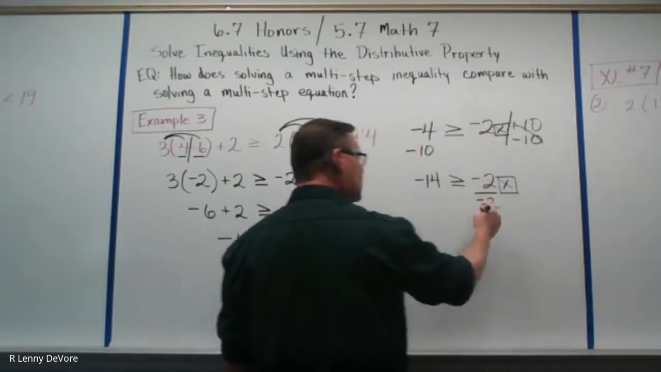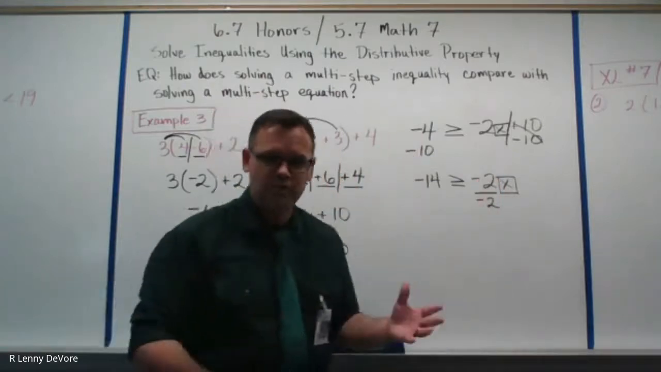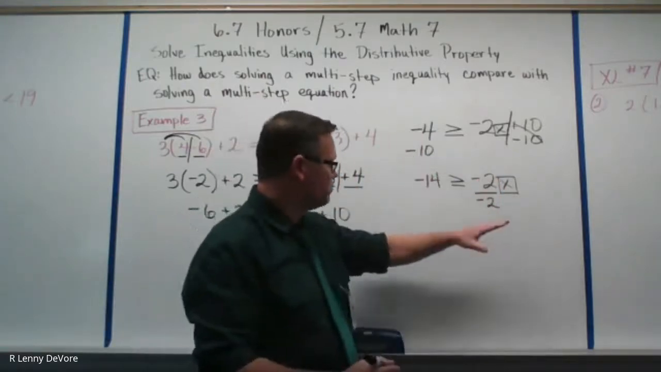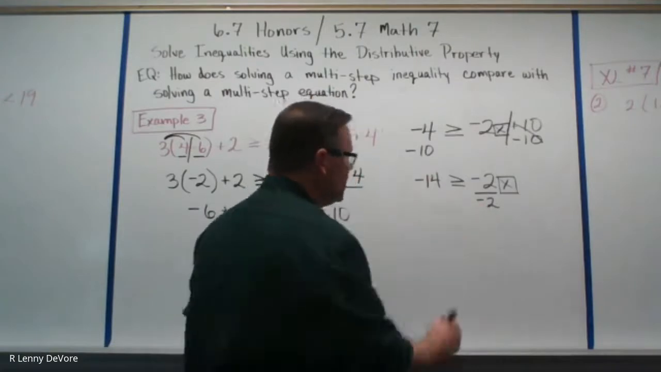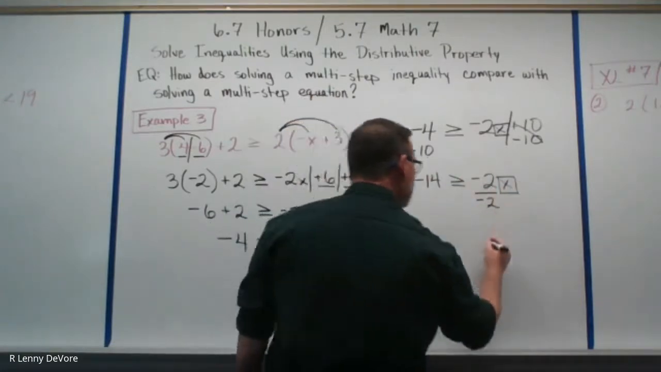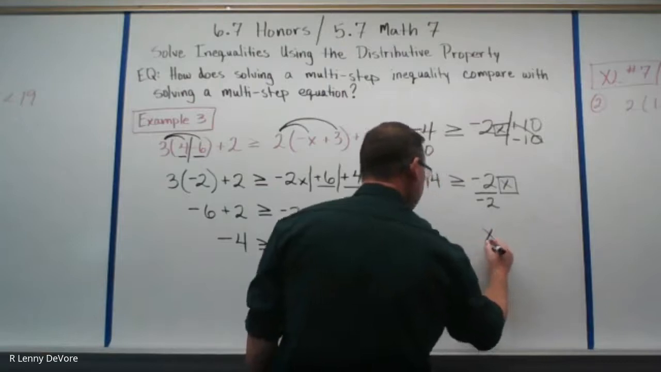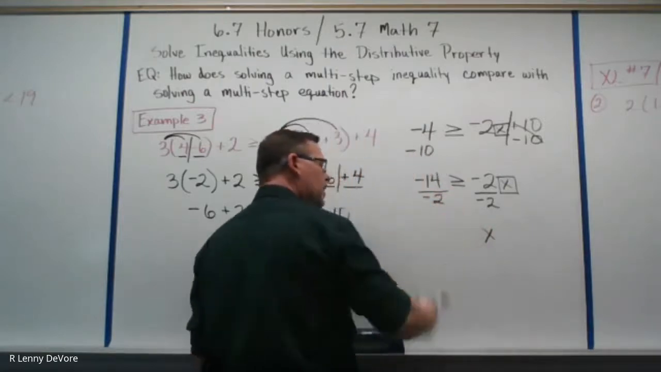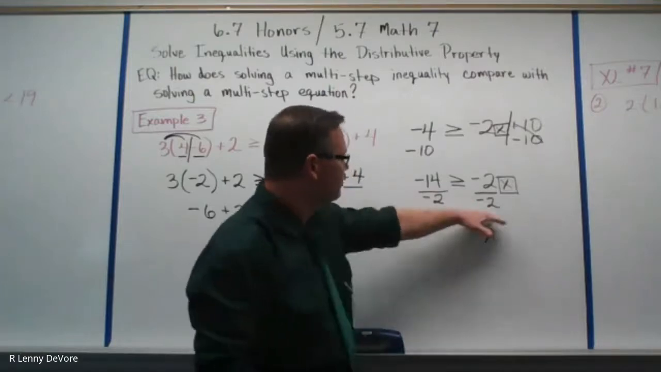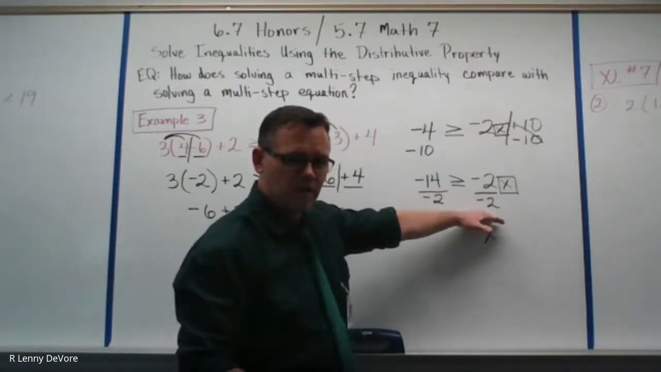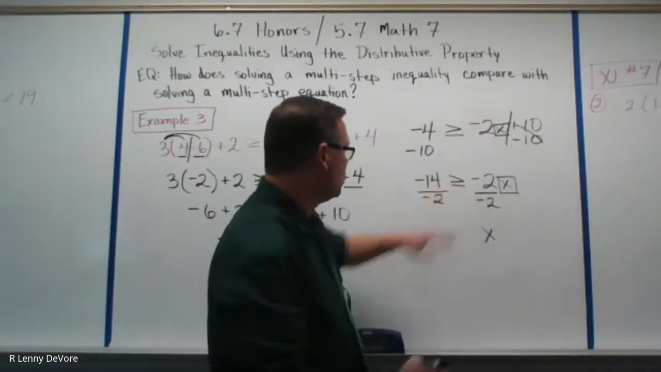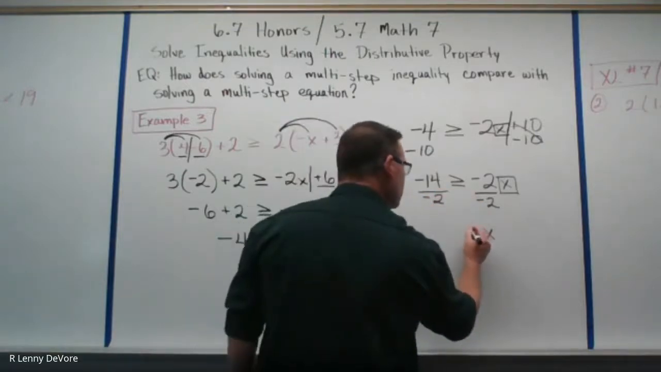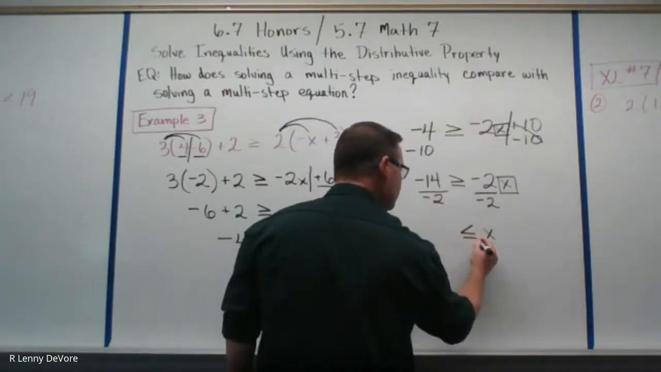Don't forget, the negatives need to cancel each other out, so we have a positive. So it's a negative divided by a negative is a positive. 2 divided by 2 is 1. X ends up by itself. But I have to divide by -2 over here also. Now don't forget, this is what I'm talking about. If we divide by a negative, then we have to switch the sign. This is no longer greater than or equal to. It is less than or equal to.